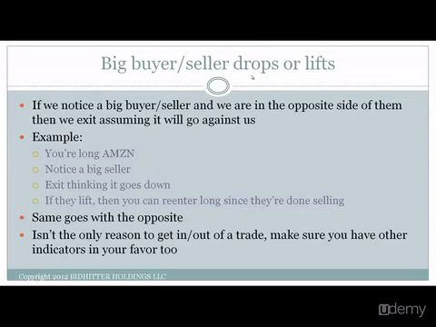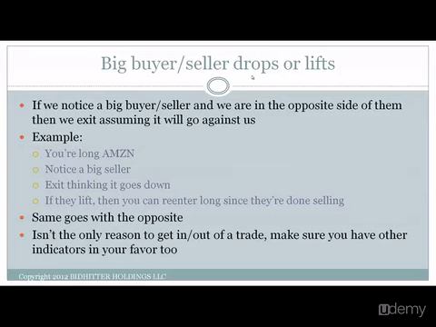Alright, so say we notice a big buyer or seller, and when we're on the opposite side of them, then we should exit, assuming that it'll go against us. For example, say you're long Amazon, you own the stock, and you notice there's a big seller. Then you should exit, thinking it's going to go down because there's a big seller there. And if they lift, you can always re-enter long since they're done selling.